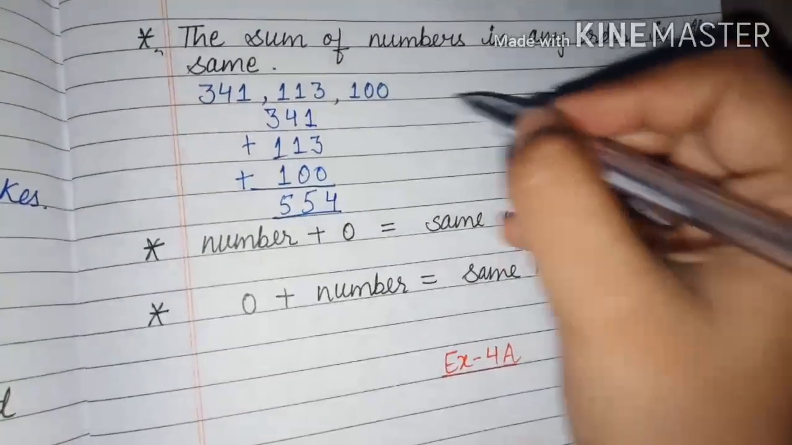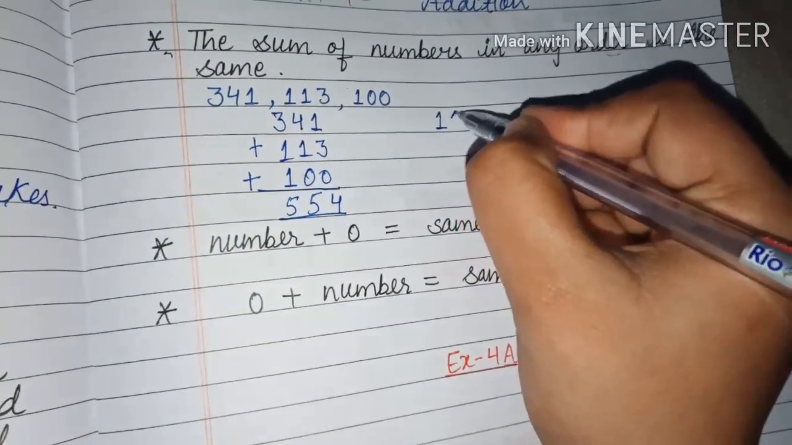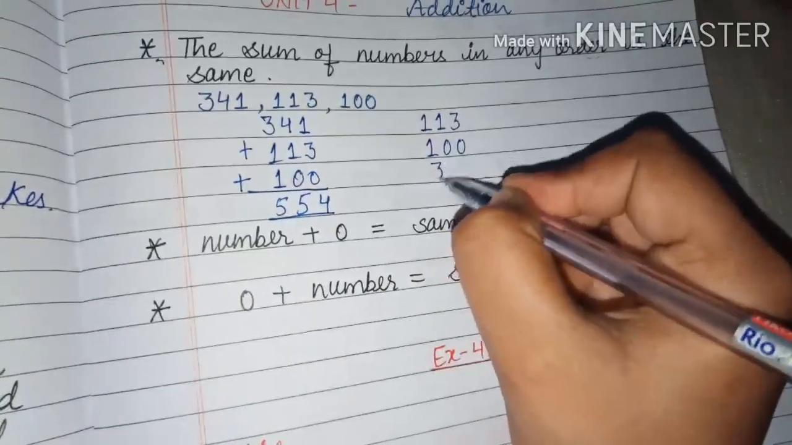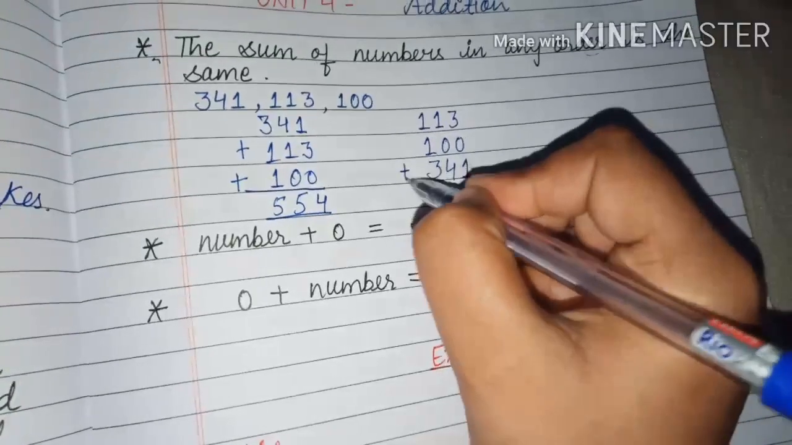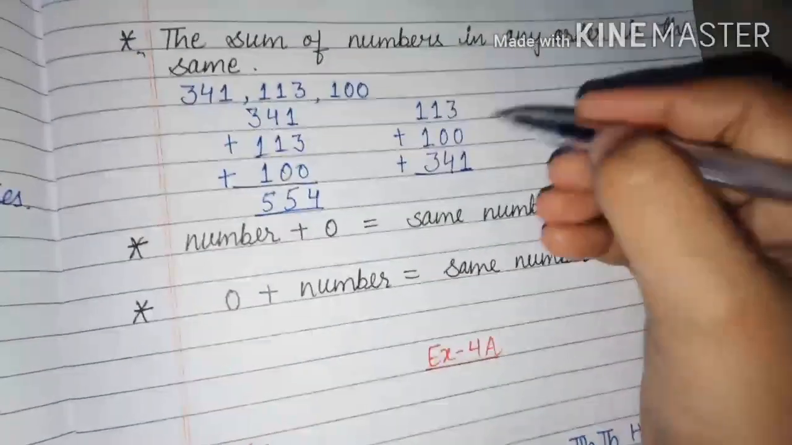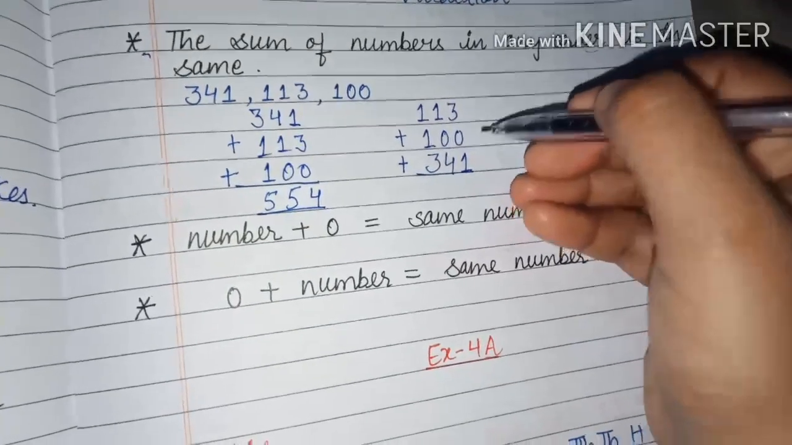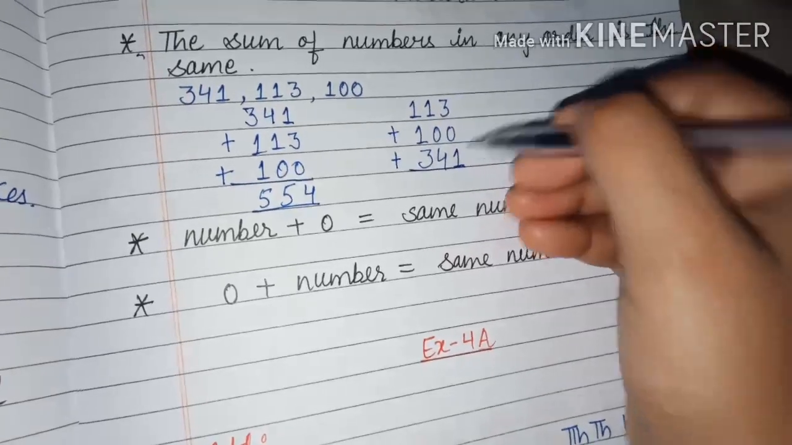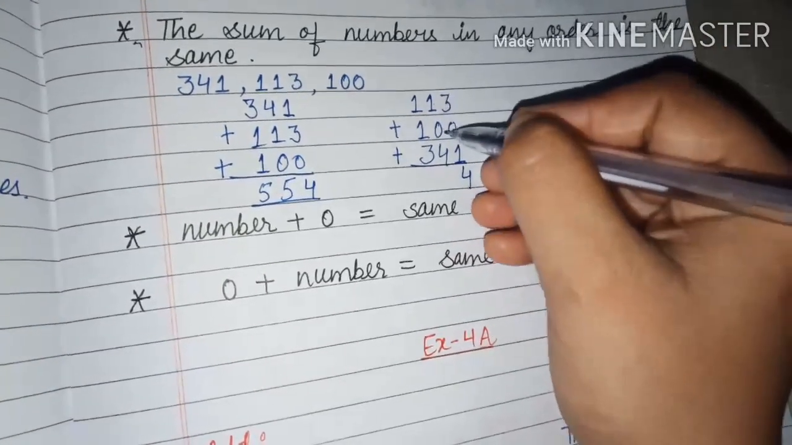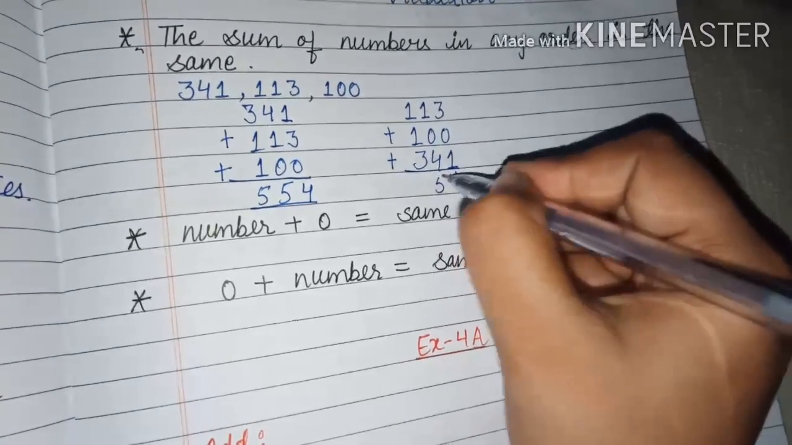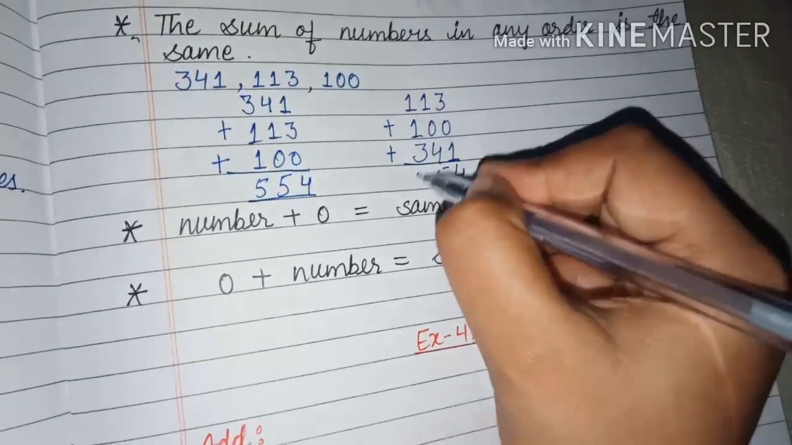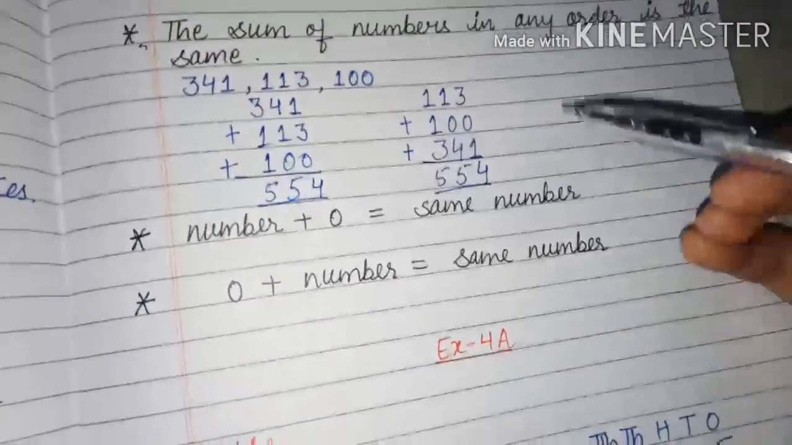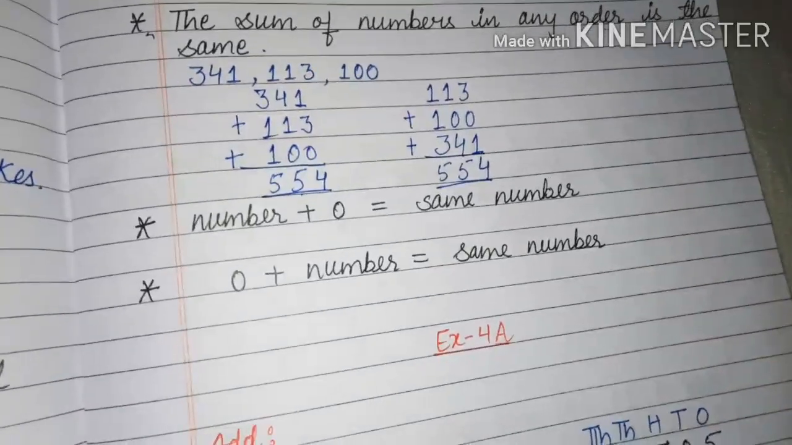Now let's change the order. First I am writing 113, then 100, and then the first number 341. Let's check whether the answer is the same or not. 3 plus 0 is 3 only, as you know that if we add any number with 0 you will get the same result. Plus 1 is 4. 1 plus 0 is 1 only, plus 4 is 5. 1 plus 1 is 2, 2 plus 3 is 5. So you can see that you get the same result. This ensures that this concept is very true.